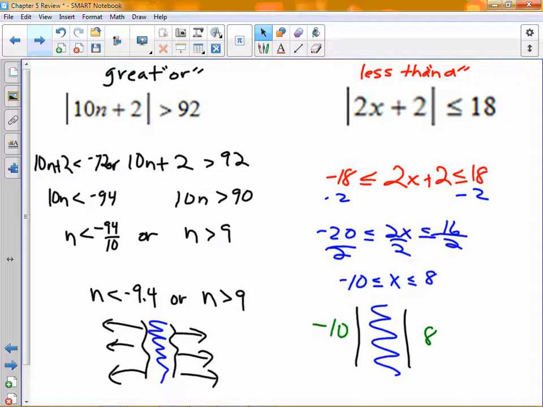What number is this? 19 or 20? Oh, yeah. 20 is systems of equations. Shoot.